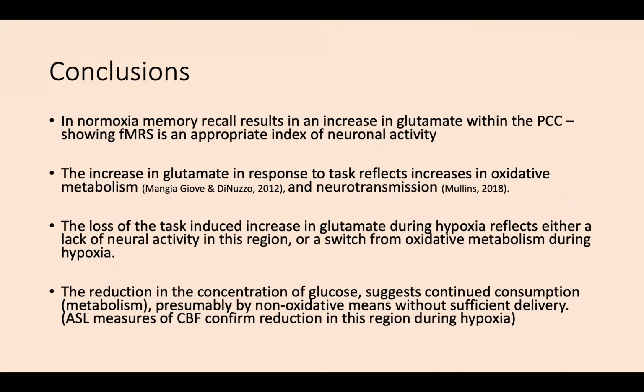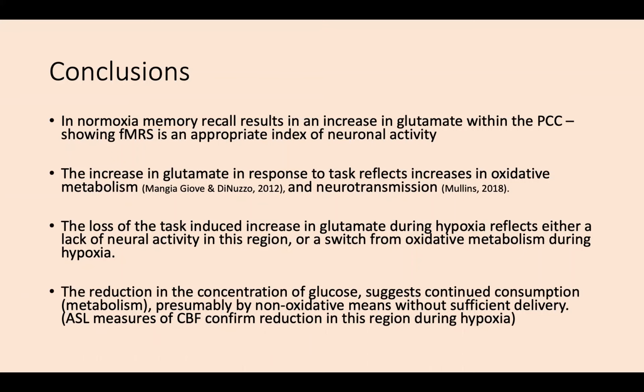So, from our results, we conclude the following. In normoxia, the measured increase in glutamate between rest and task demonstrates that functional MRS is an appropriate index of functional neural activity. This task-induced increase in glutamate we observe reflects an increase in oxidative metabolism and enhanced neural transmission. As a result, the loss of the task-induced increase in glutamate during hypoxia can be interpreted as either a reduction in neural activity to the task in that region, which our behavioural data showing reduced performance would support, or it could be a switch to non-oxidative metabolism within this region, the PCC.